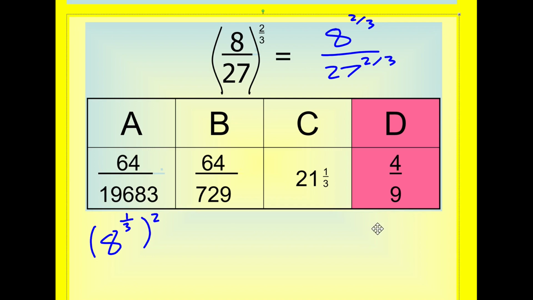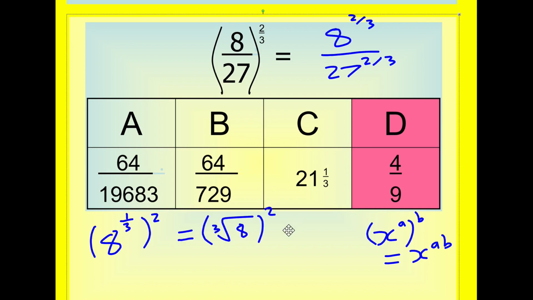There's this rule of powers, which is x to the a to the b equals x to the ab. I'm sort of just doing the opposite. I'm getting back to x to the a all to the b. So this becomes 8 to the 3rd all squared. Now 8 to the 3rd is actually the cube root of 8. You've got to remember that. So it's the cube root of 8 squared. Cube root of 8 is 2. 2 squared is 4. And that's where that 4 came from here.